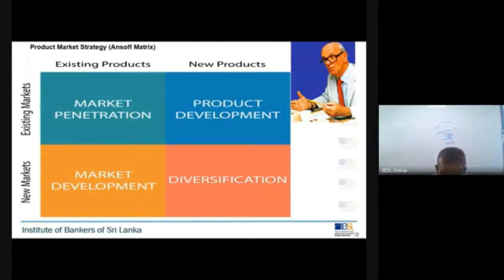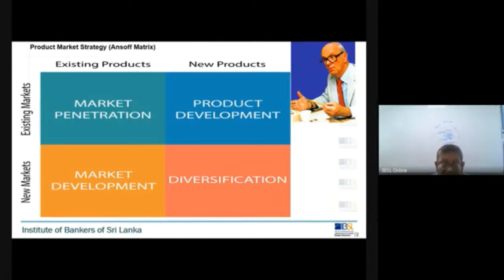That is market development. Product development means you come up with new products and services for your existing customers. You come with a totally new product, right? So that is new product development. We are going to discuss the new product development process today.